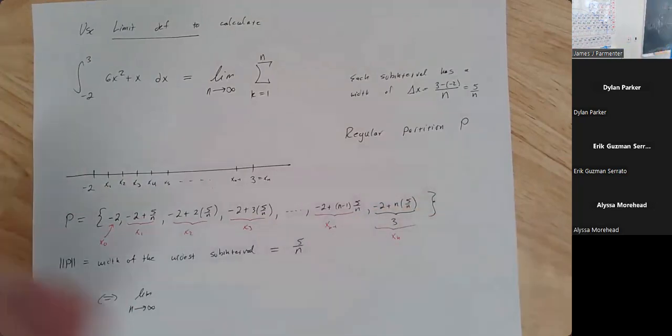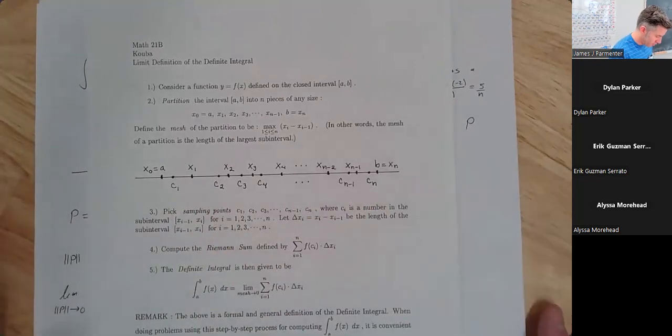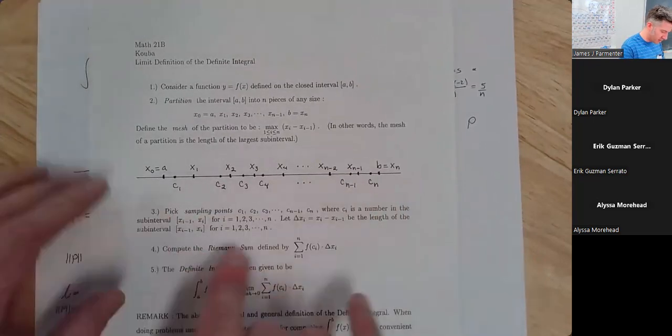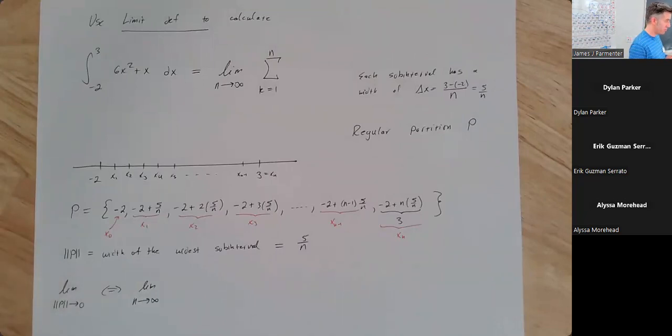But the point, and I'll refer back to this handout that I gave you last time, is that you could totally make a partition where things are not equally spaced out from each other. But you totally could make a partition where things were not equally spaced out. And then we need the requirement that the width of the widest piece, or the norm of your partition, gets smaller and smaller and smaller.